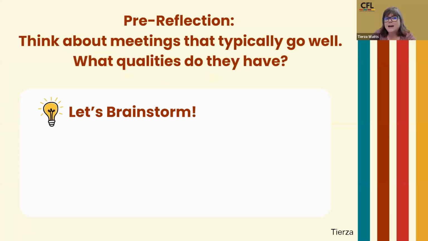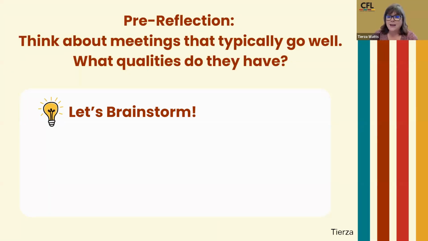Okay, so I want us to also do a brainstorm, so you can pause the video again after you look at this question. So I want you to think about meetings that typically go well. What are the qualities or the component parts of a meeting that seems to flow well most of the time that you're attending? So I want you to pause the video and take some notes, again, on your phone or write them down. See if you can come up with 3 to 5 things that just make things flow.